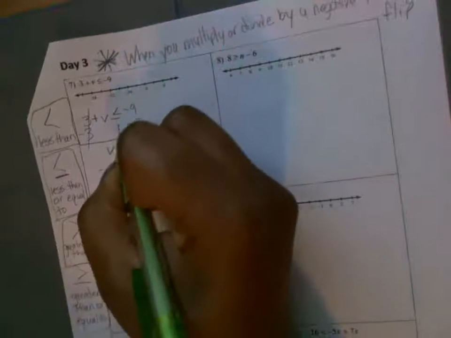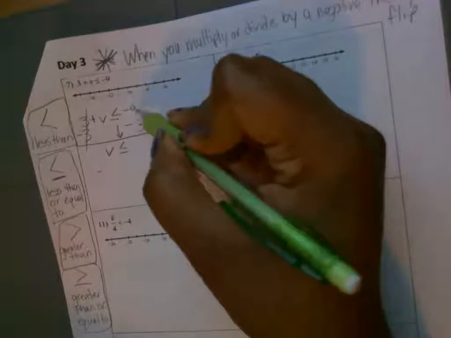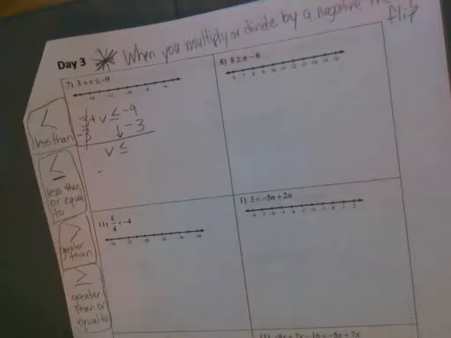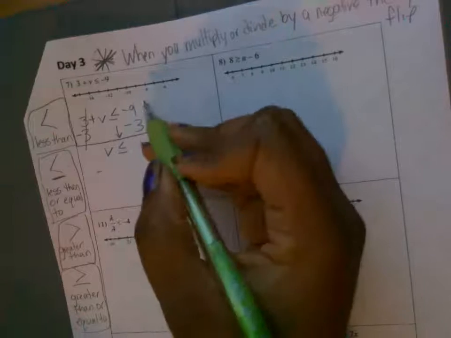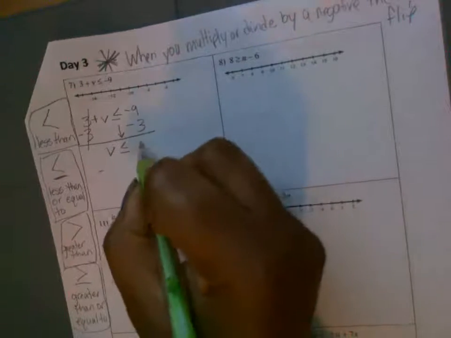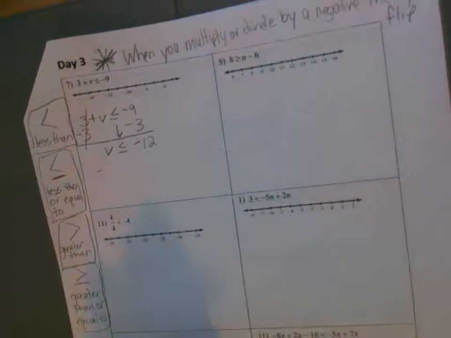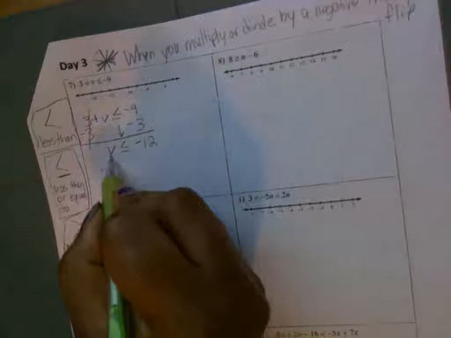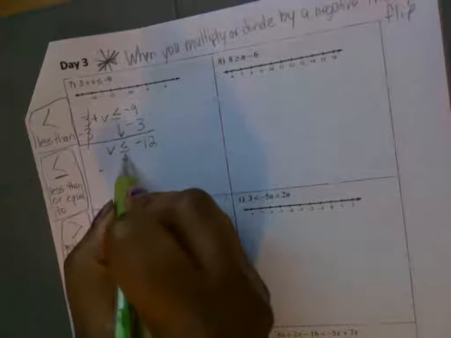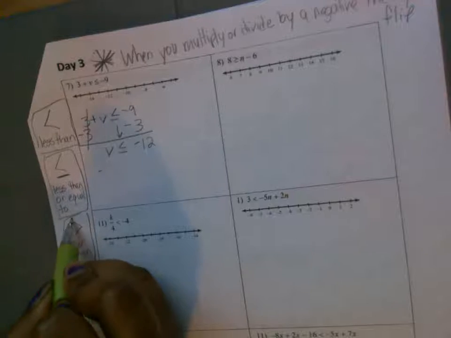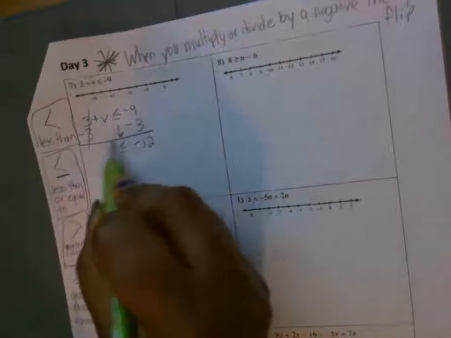I bring down my inequality. On this side, -9 plus -3 is going to give me a negative, or I can say -9 minus 3, that's -12. So my answer is V, and this is less than or equal to, because it looks like this, less than or equal to -12.